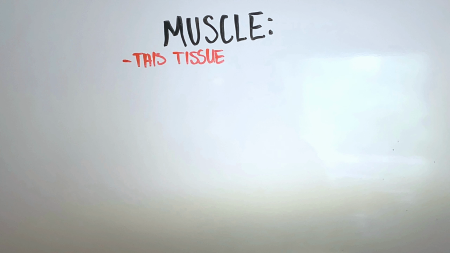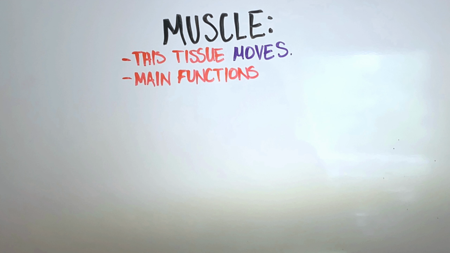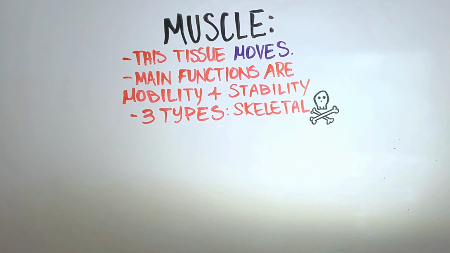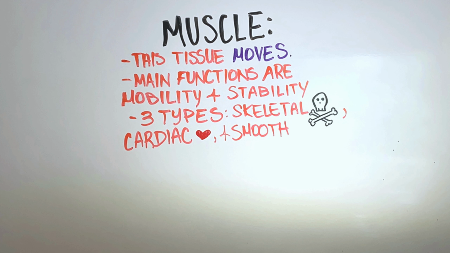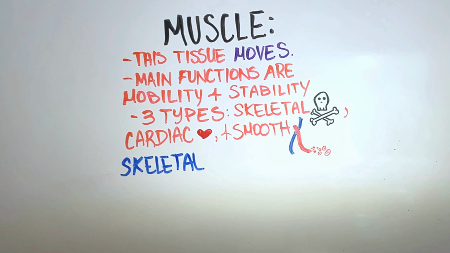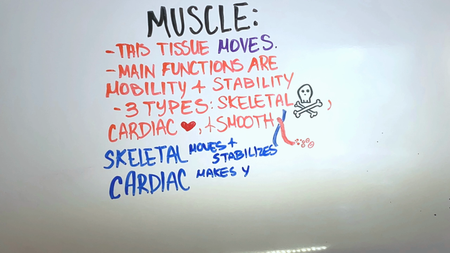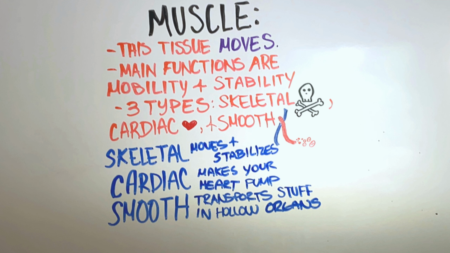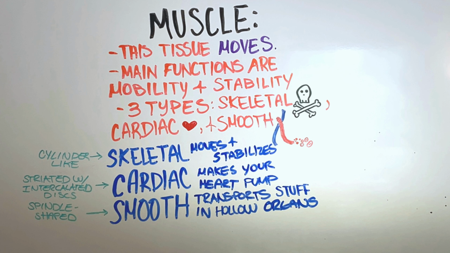Next up is muscle tissue. This tissue moves. Its main functions are mobility and stability. There are three types, skeletal, cardiac, and smooth. Skeletal moves and stabilizes. Cardiac makes your heart pump. And smooth transports stuff in hollow organs. Here are the structures.